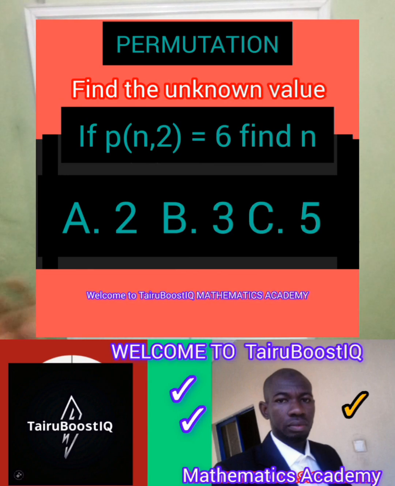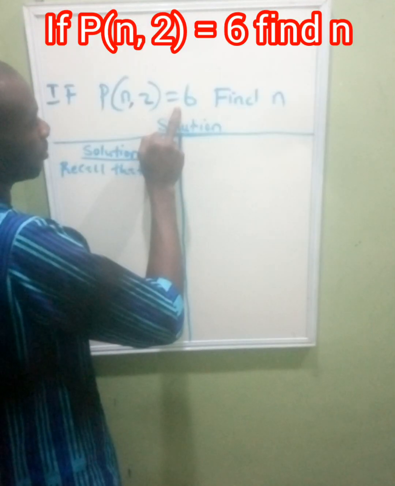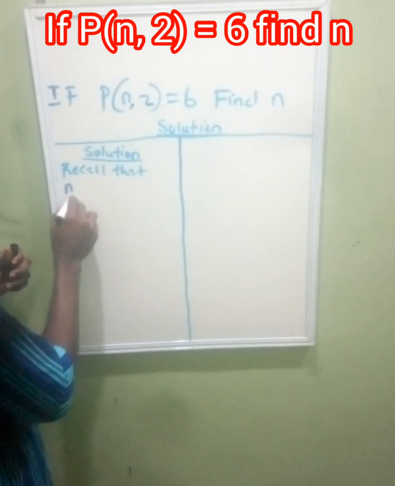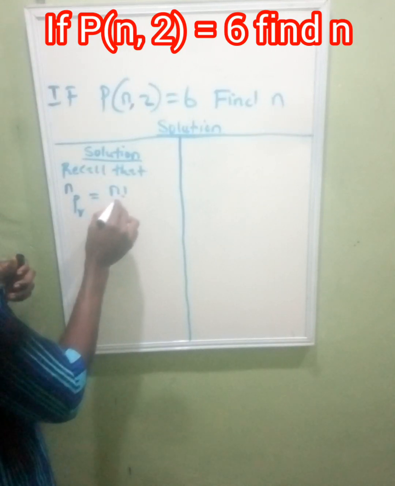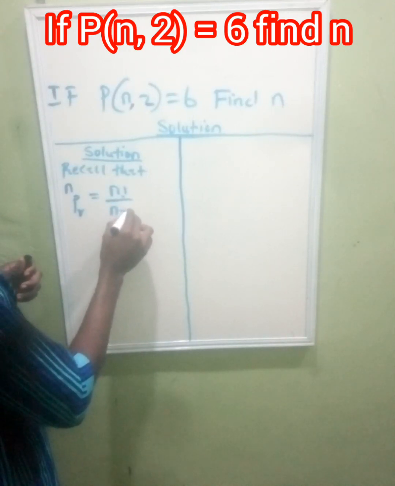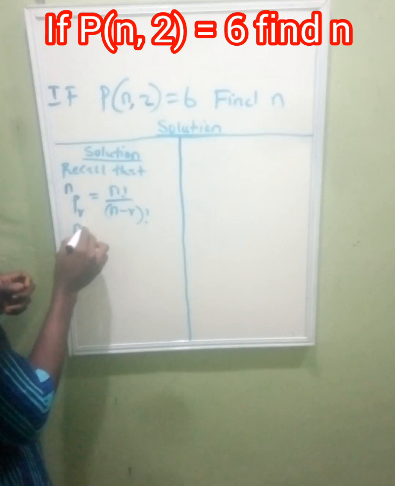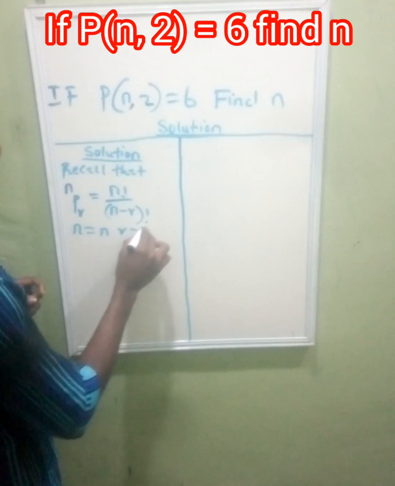This is a permutation question. They say nP2 equals 6. Find the value of n. First of all, nPr is equal to n factorial over (n minus r) factorial. Here, our n is n, and our r is equal to 2.